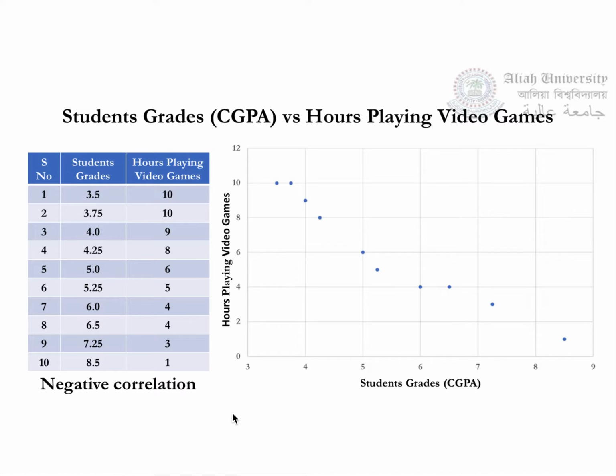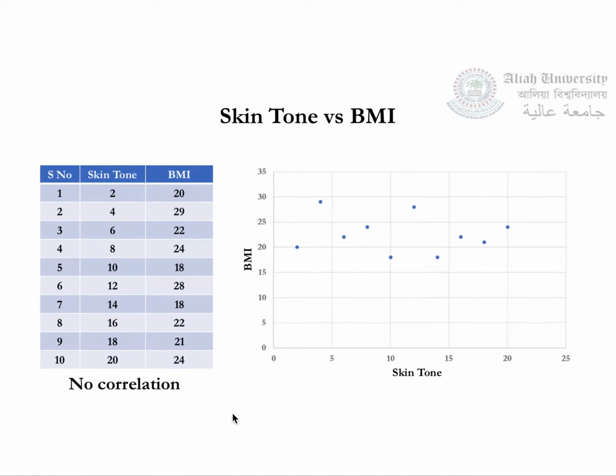that is negative correlation. The third example is skin tone versus BMI, wherein we don't see any pattern with reference to one increasing or the other increasing or decreasing. So that is when the data show no correlation, or there is no relation between the two sets of variables.